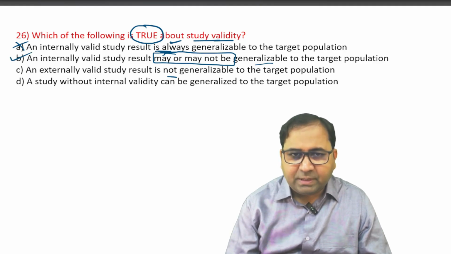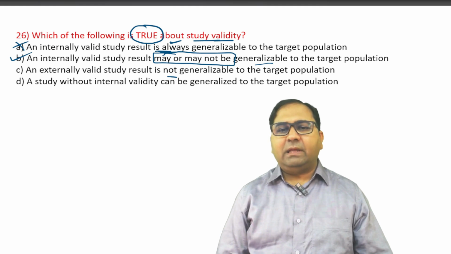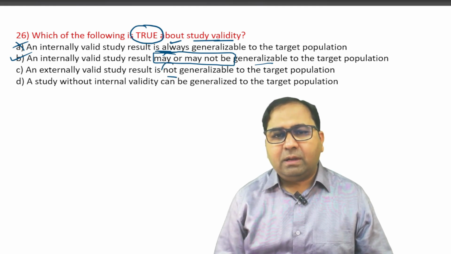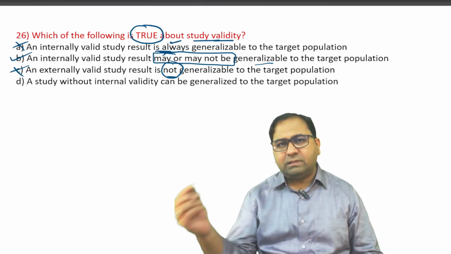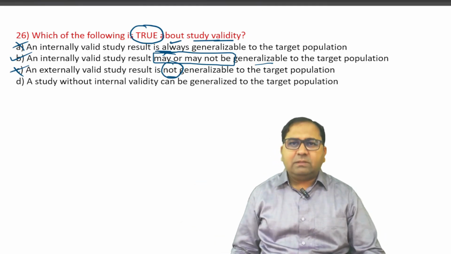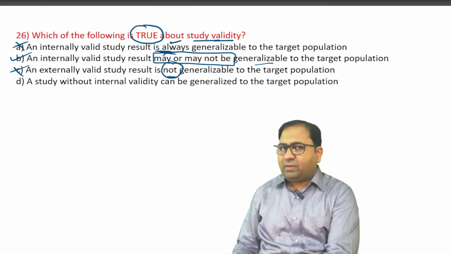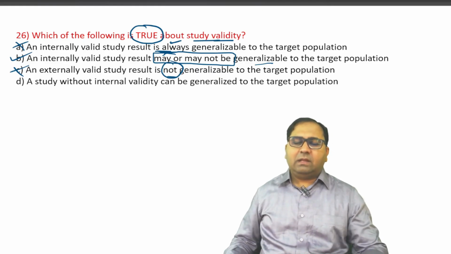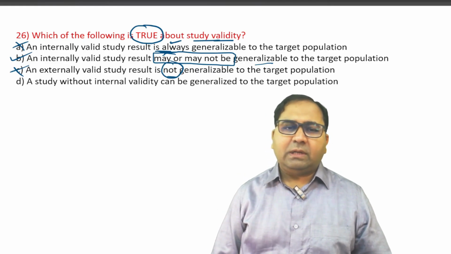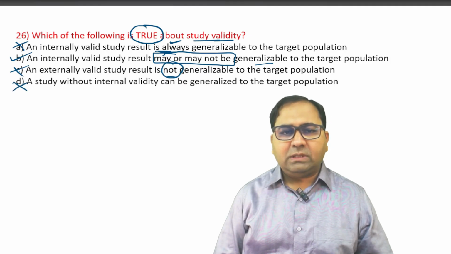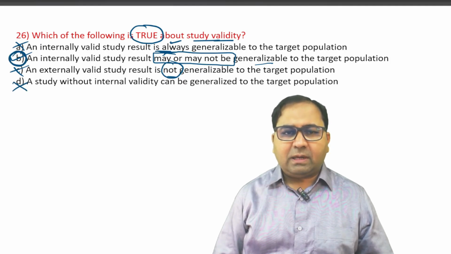Let us see the other two statements. An externally valid study result is not generalizable to the target population. Even this is a wrong statement, because an externally valid study result is always generalizable to the target population. This was the definition of external validity. The last option, a study without internal validity can be generalized to the target population, is also a wrong statement. So option B is the correct statement.